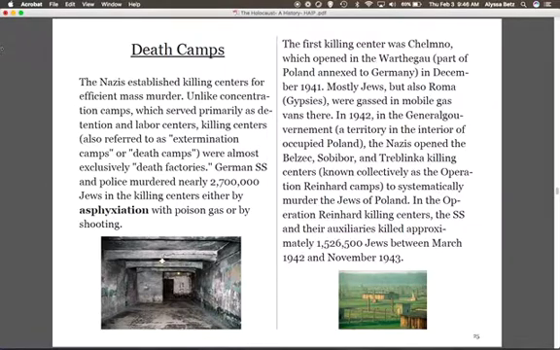In 1942, in the General Government, a territory in the interior of occupied Poland, the Nazis opened the Belzec, the Sobibor, and the Treblinka killing centers, known collectively as Operation Reinhard camps, to systematically murder the Jews of Poland. In Operation Reinhard killing centers, the SS and their auxiliaries killed approximately 1,526,500 Jews between March of 1942 and November of 1943.